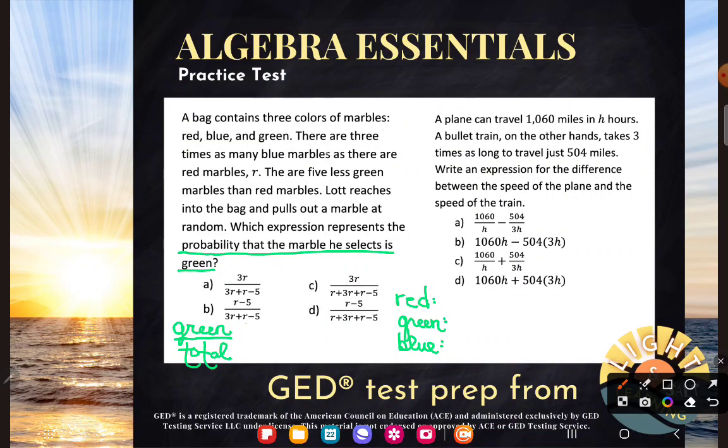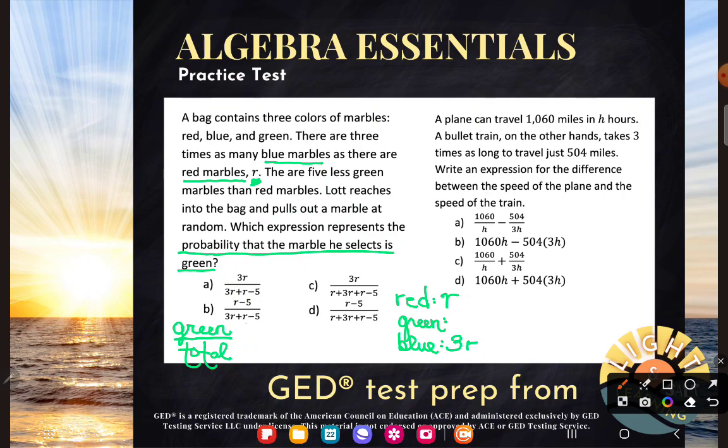So is there anything we know? Let's see. There are 3 times as many blue marbles as there are red marbles. Oh, R. We know we want to start with R, and they say R is the red marbles. So we'll start with R. And now I can use this fact that there are 3 times as many blue marbles as there are red marbles. Okay, so 3 times as many blue marbles means that if I take the red marbles and times it by 3, I'll get the blue marbles. And so a good expression for blue would be 3R.